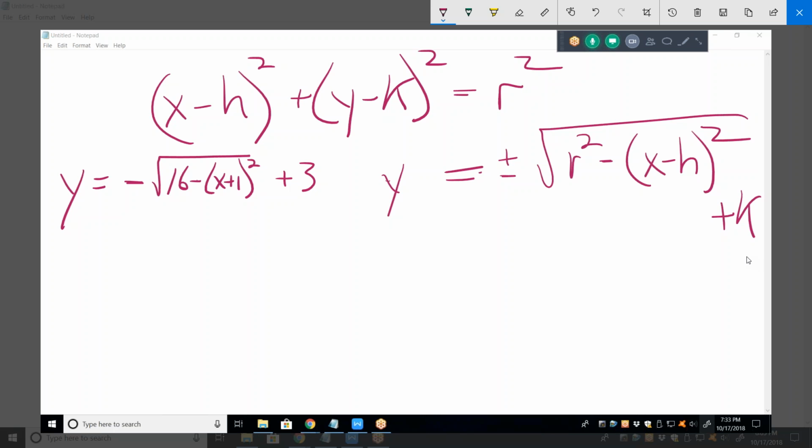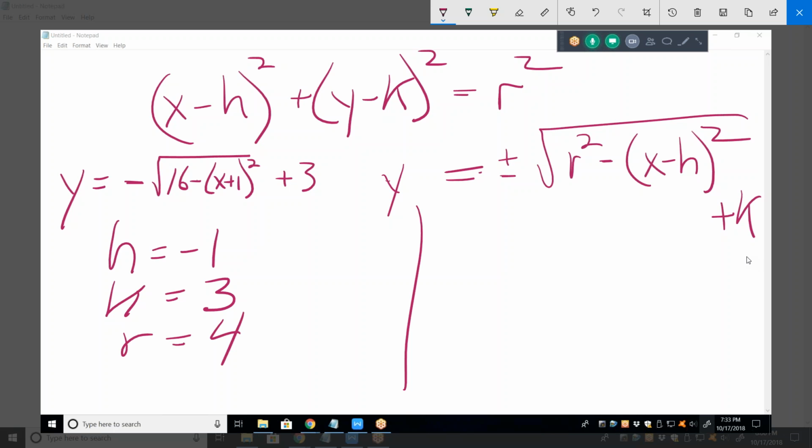So your radius would be 4. Yeah. Would your center point start at -1, 3? That's all you need to know, huh? So it's -1, 3, and a radius of 4. There you go.